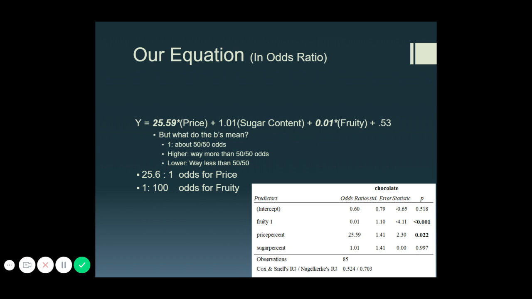And this is different than whether it is fruity or not. Fruity has a 0.01 b-value, which translates to about a 1 to 100 odds for the chocolatiness to increase, or whether it is chocolate or not, to increase if fruity increases. Again, I'll explain this a little bit more.